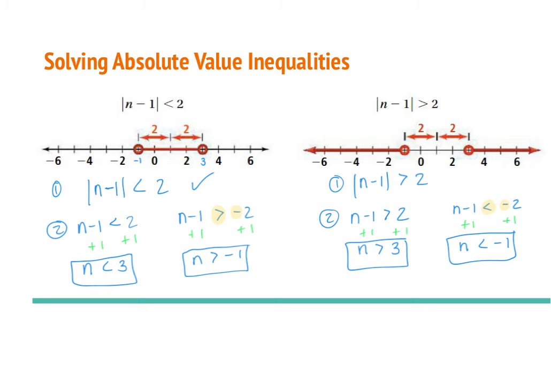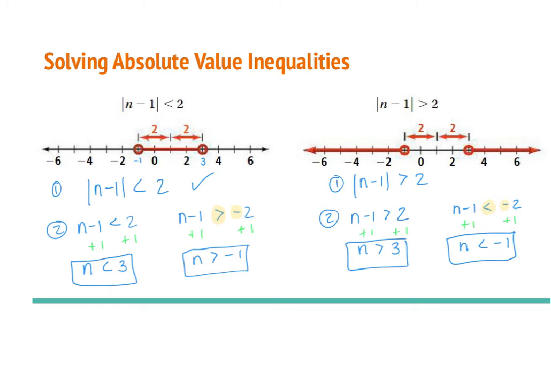If we were to graph this, we would go at negative 1, open circle, and shade to the left, because n must be less than negative 1. And then n also needs to be greater than 3. So at 3, open circle, and shading to the right, just like we see up in this graph, okay?